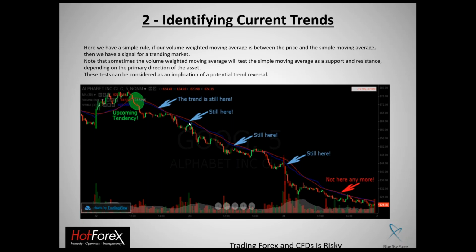Okay? And again, when the volume weighted moving average moves above the simple moving average, away from the actual price, again, wait for what the price is doing next. Okay? And when the volume weighted moving average moves again past the simple moving average and between the price and the simple moving average, then it indicates the trend is continuing and you can trade along with it.